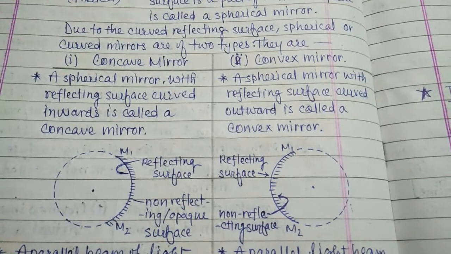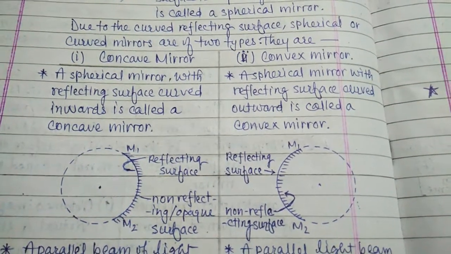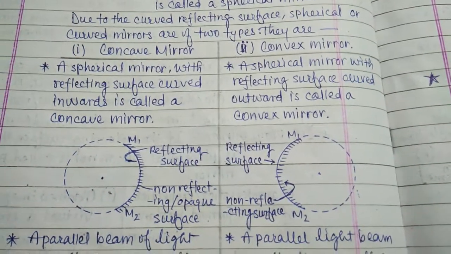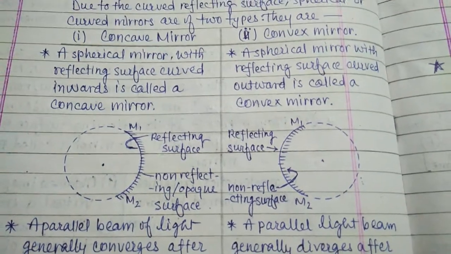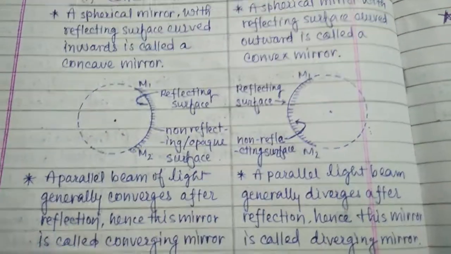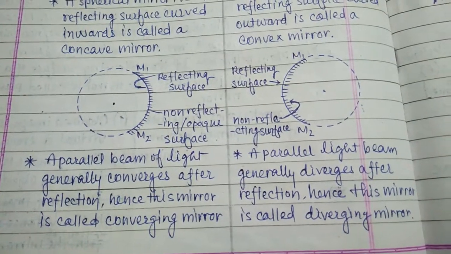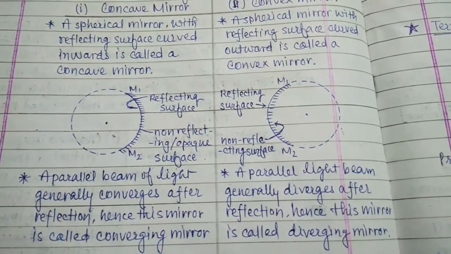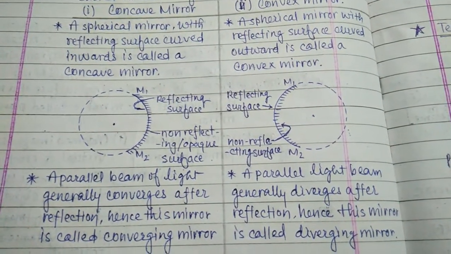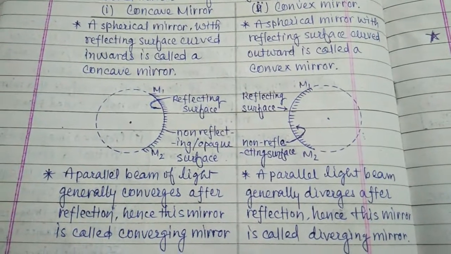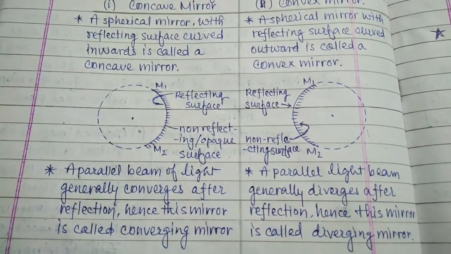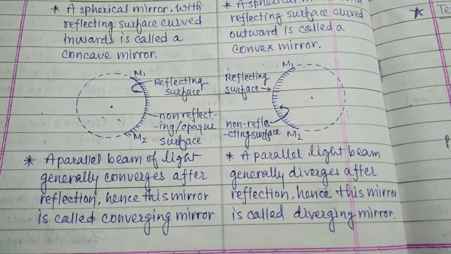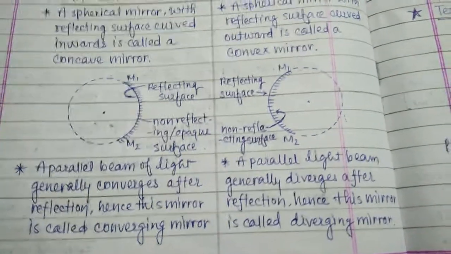And a spherical mirror with the reflecting surface curved outside, where the outermost side is the shining surface, is called the convex mirror. So here is the diagram. A parallel beam of light generally converges after reflection. It means when a parallel beam of light is incident on the concave mirror, it is reflected from the surface of the mirror, and after reflection the rays meet at a point. That's why it is called the converging mirror.